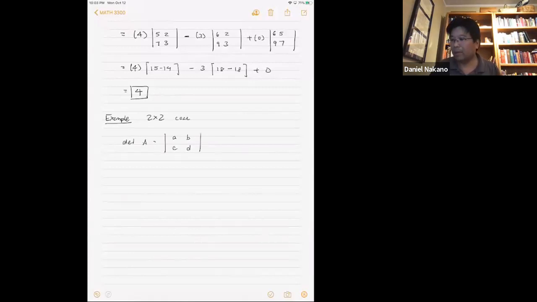Now I'm going to expand along the first row. So that's going to be A, then I take out the first row and the first column and I get D, right? Negative B, and I take out this column and that row and I get C. So this definition agrees with the old definition. Questions?